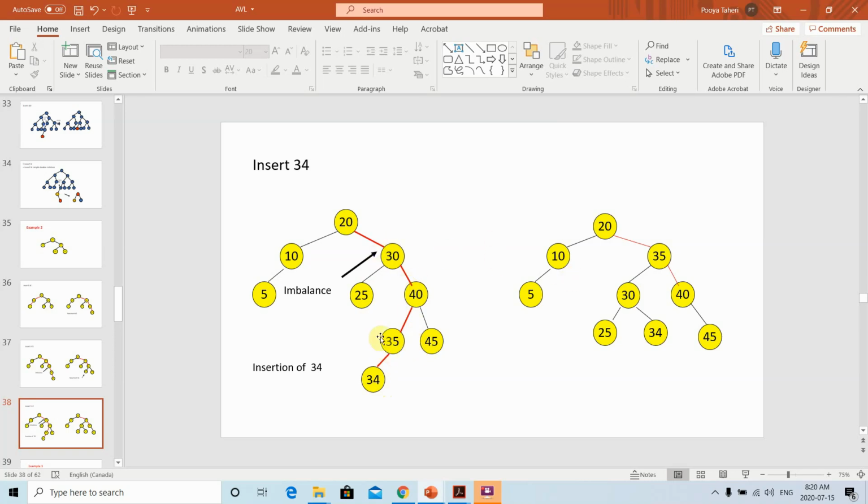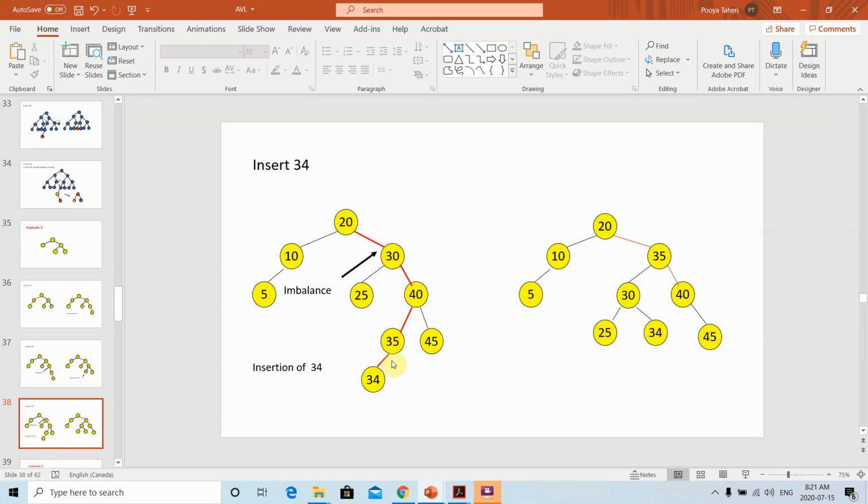Okay, what three nodes should we do rotations on? From the pivot, the next two nodes in the path from the pivot towards the newly inserted node. So it would be on 30, 40, and 35. Okay, so what do we have to do first?